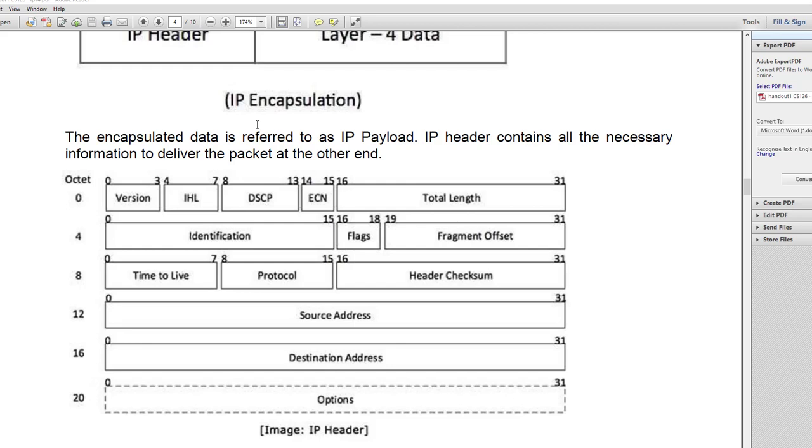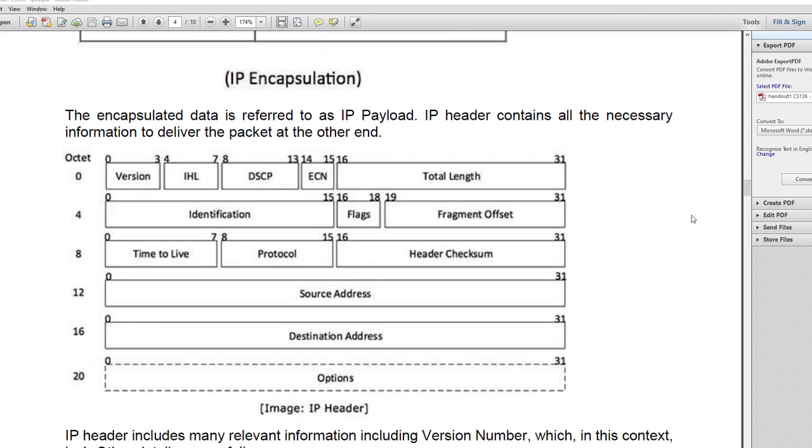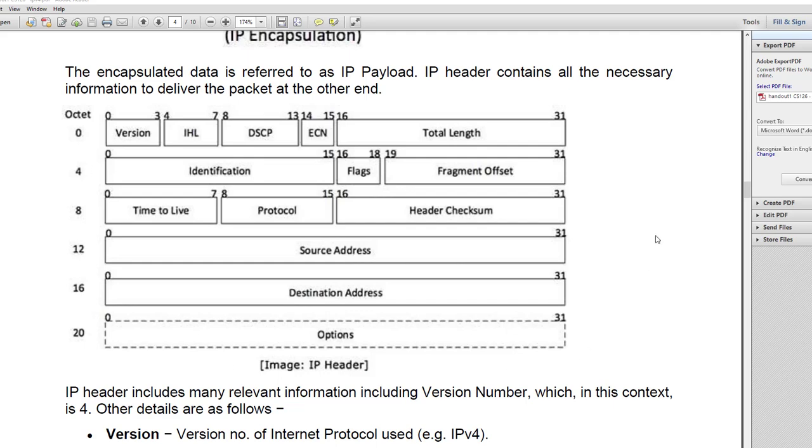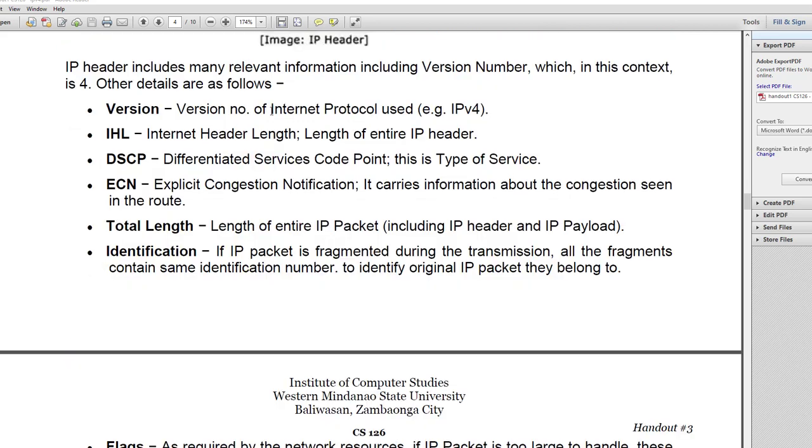The encapsulated data is referred to as the IP payload. The IP header contains all the necessary information to deliver the packet at the other end. So your packet contains this metadata, and the packet in itself has data. The version is the protocol version. IHL is the Internet Header Length. DSCP, Differentiated Services Code Point, is a type of service. ECN, Explicit Congestion Notification, carries information about the congestion seen in the route.